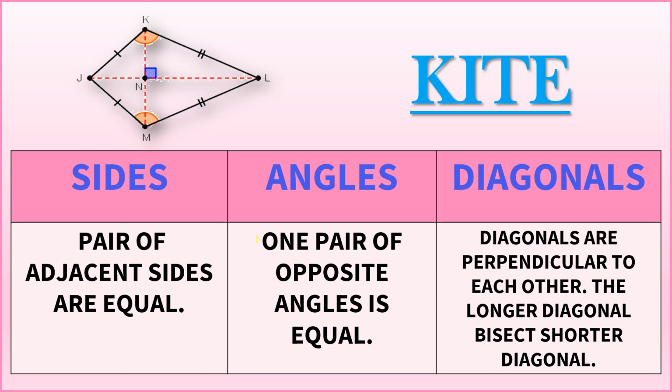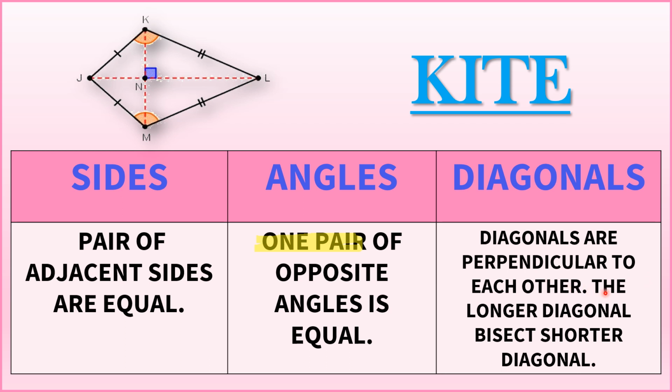Only one pair of angles are equal. Okay, only one pair. That means this angle is equal to this angle. Only one pair will be equal. Now diagonals. When we talk about the diagonals of a kite, then they are perpendicular to each other.